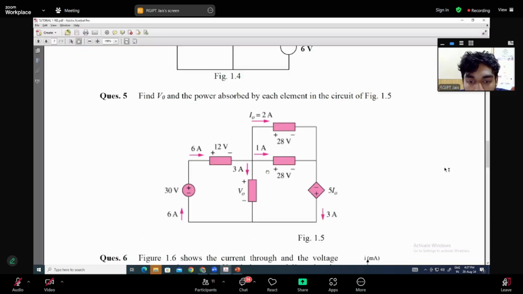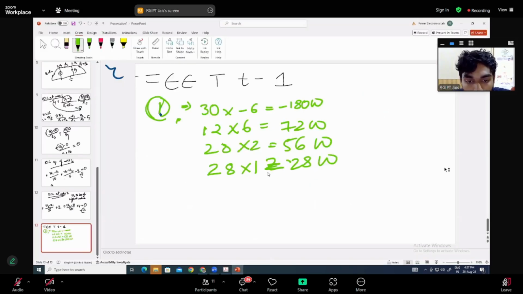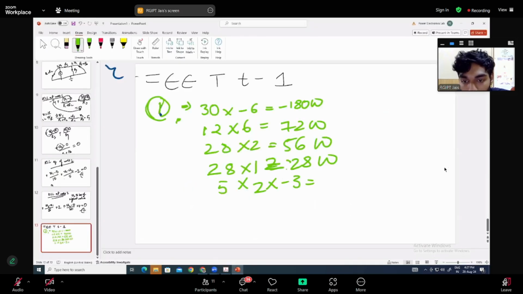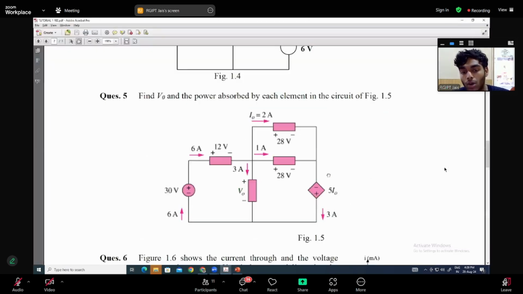And we have V naught, which we have to find, and 5 I naught. That is a dependent source. So for this, we will be taking 5 into 2 into minus 3. Because we have I naught value equals to 2, and the current passing is equals to 3. 3 into minus 2 into 5, that is minus 30 watt. We have calculated the power for all 5, but we have left V naught here.